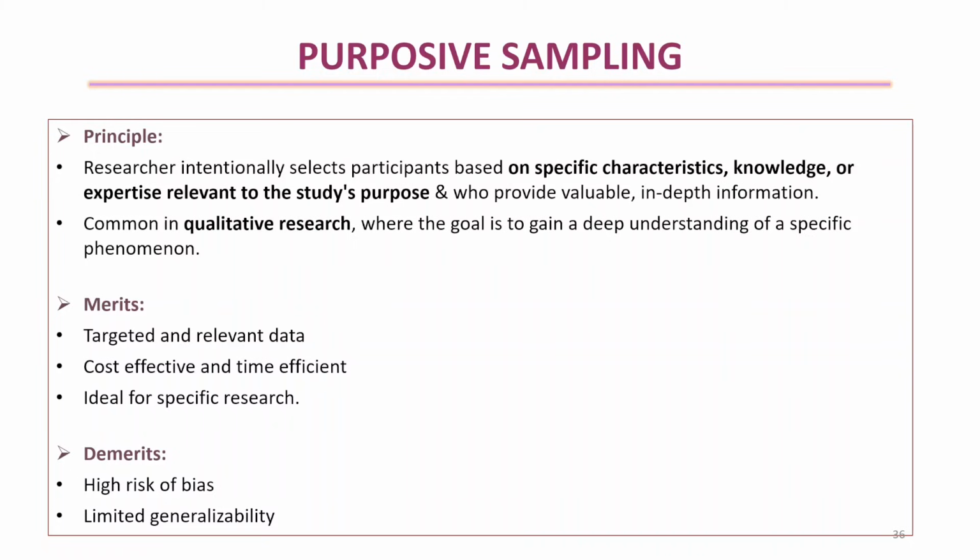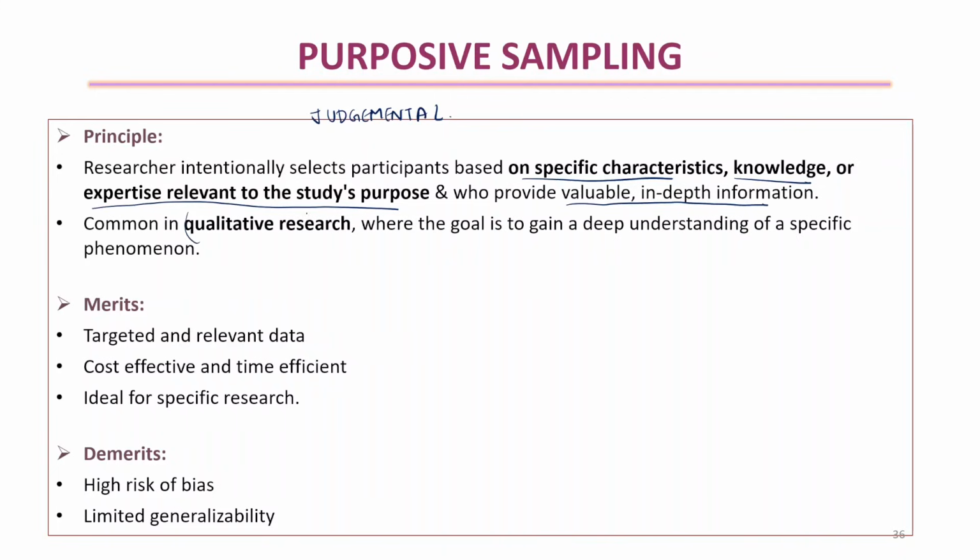Next is purposive sampling. This sampling is also known as judgmental sampling. Unlike convenience sampling, here the researcher intentionally selects participants who have specific characteristics relevant to the research question, based on specific characteristics, knowledge or expertise relevant to the study purpose, and those who provide valuable in-depth information.